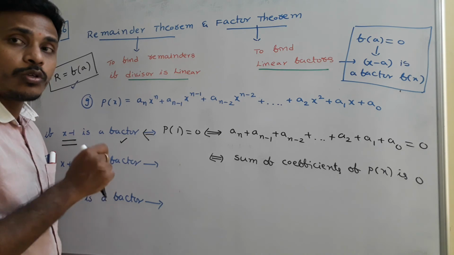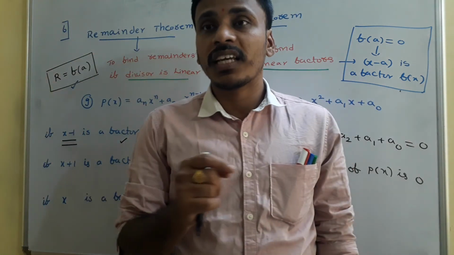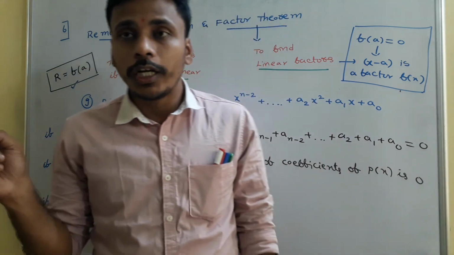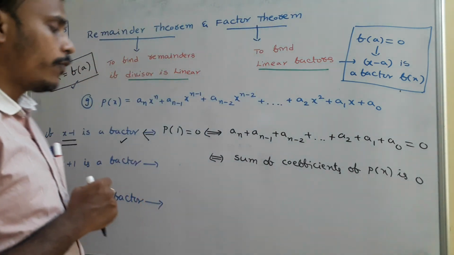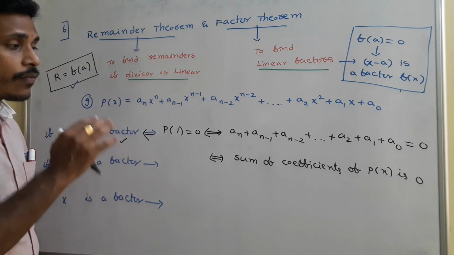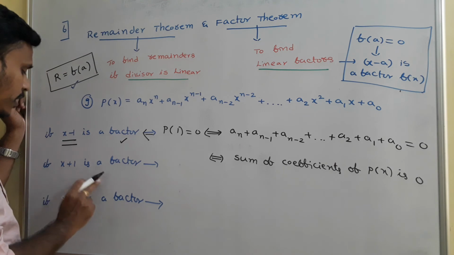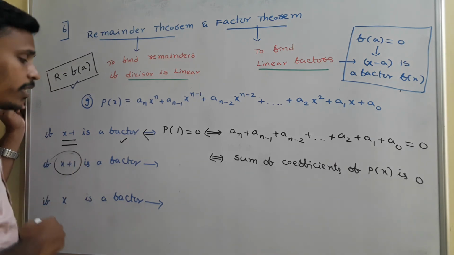So always, to decide whether x minus 1 is a factor for the given polynomial or not, you need to think about the sum of coefficients. If the sum of coefficients is 0, then directly you can confirm that x minus 1 is a factor. And the next thing, if x plus 1 is a factor.